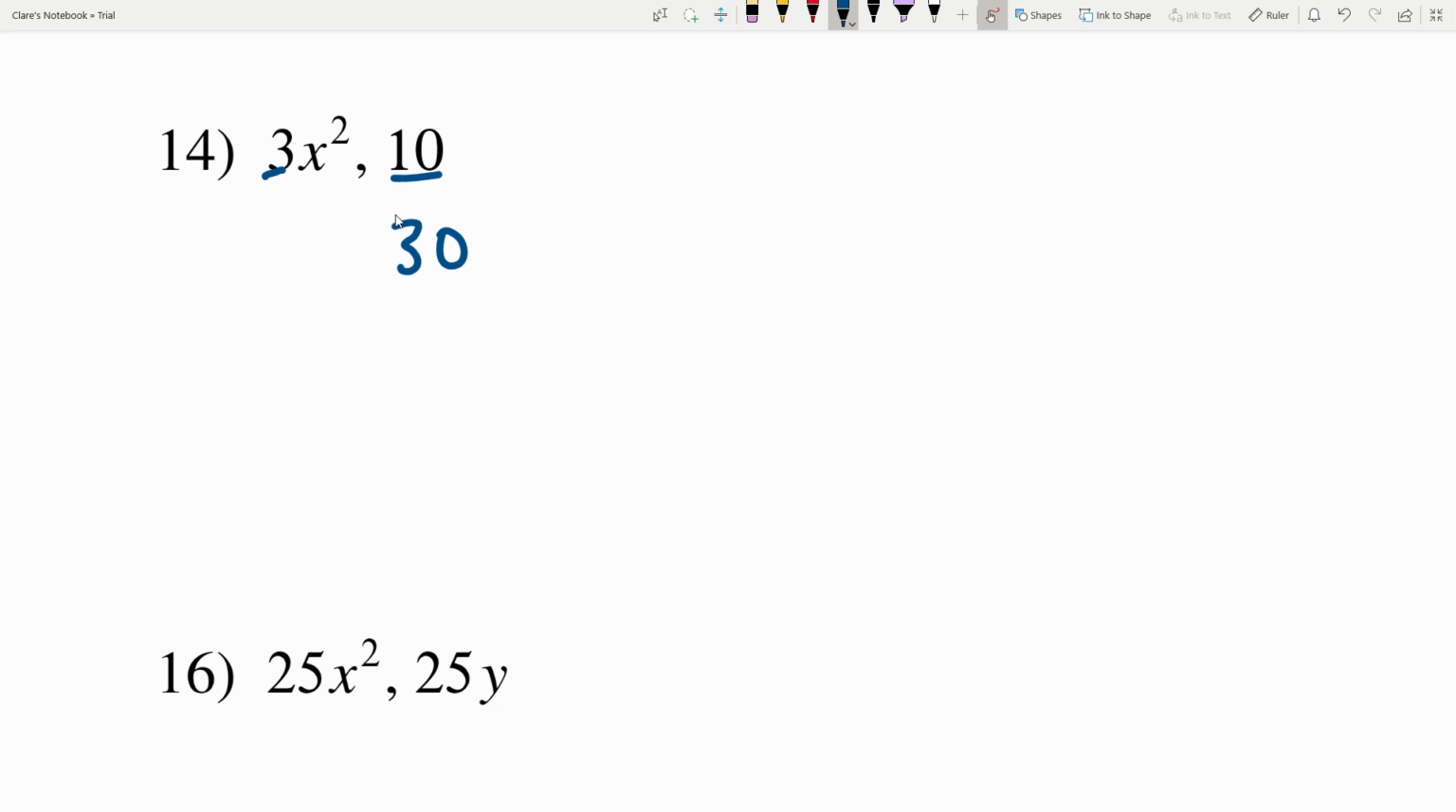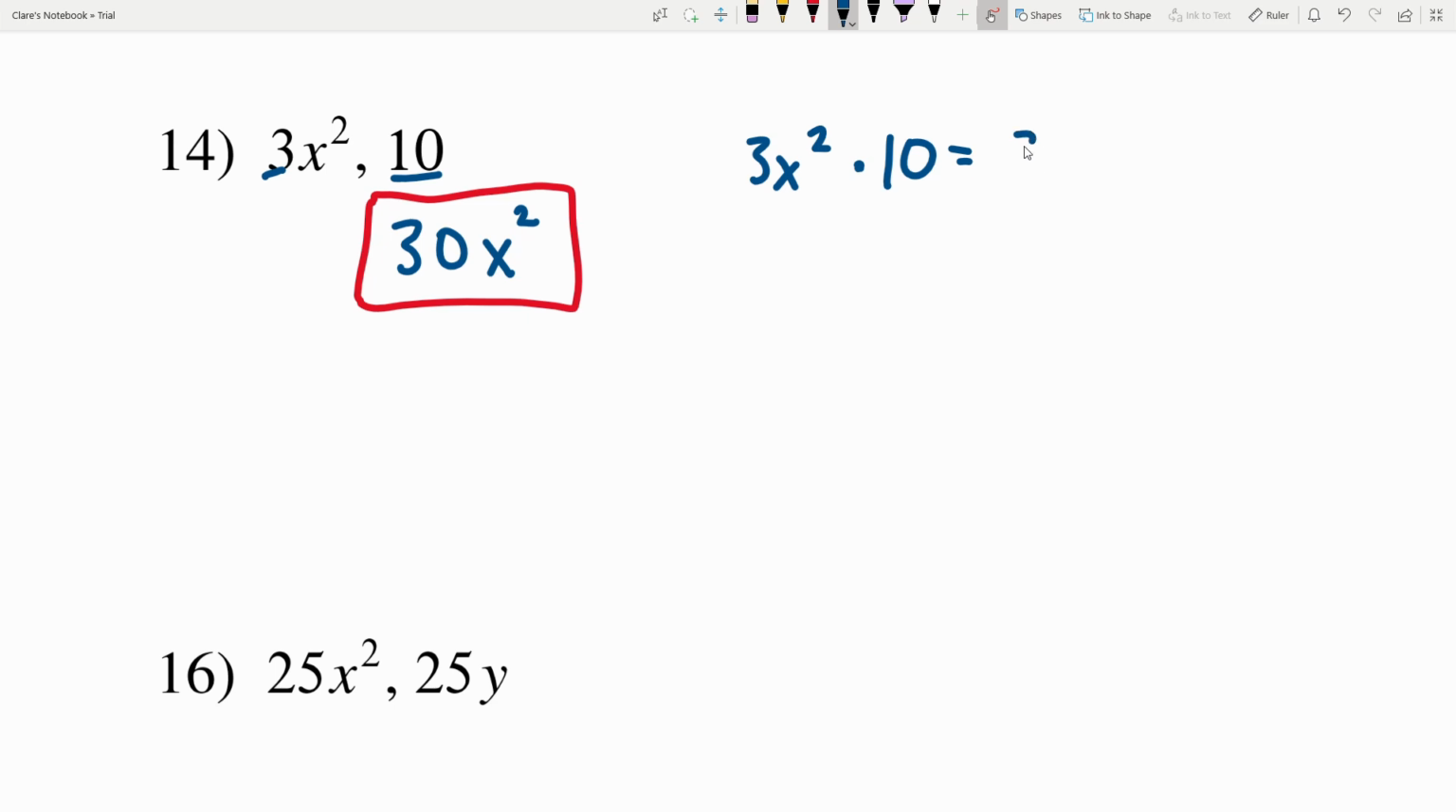So if you go all the way back up to number 1, 30 was our solution between 3 and 10. But now we have a 3x squared and a 10. So looking at our exponents, we're going to take x squared. So 30x squared is our least common multiple. 3x squared times 10 gives us 30x squared, and 10 times 3x squared gives us 30x squared. Because 10 and 3x squared didn't have anything else in common, this was the least common multiple.